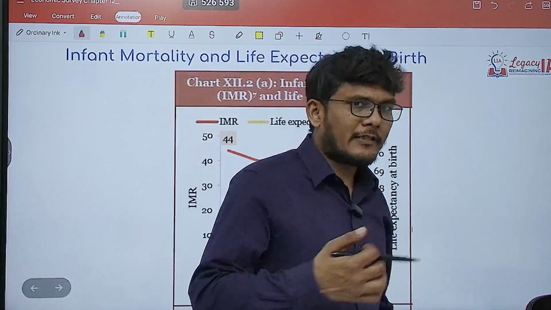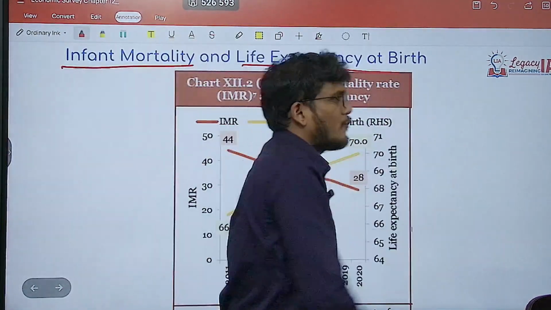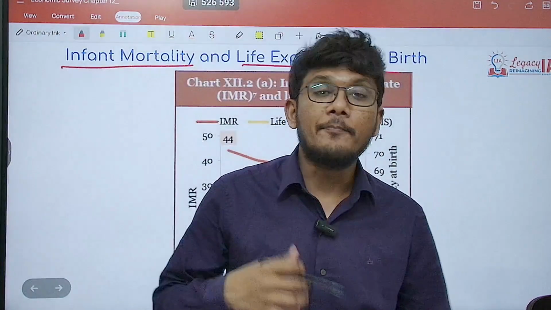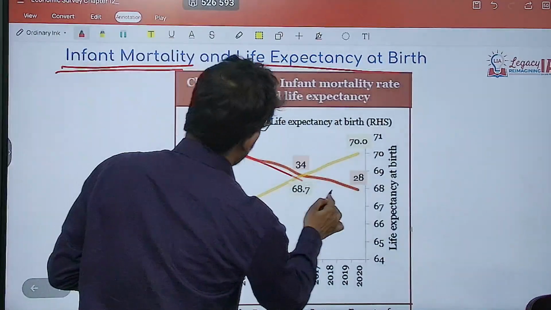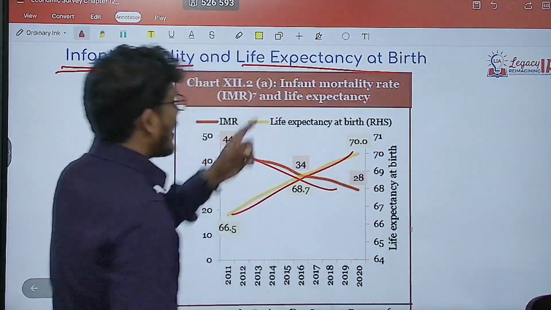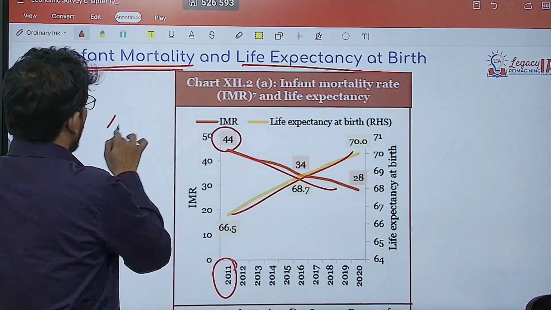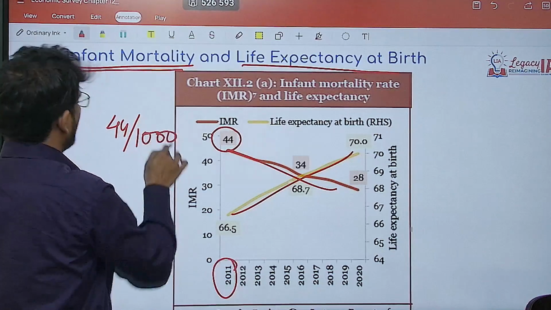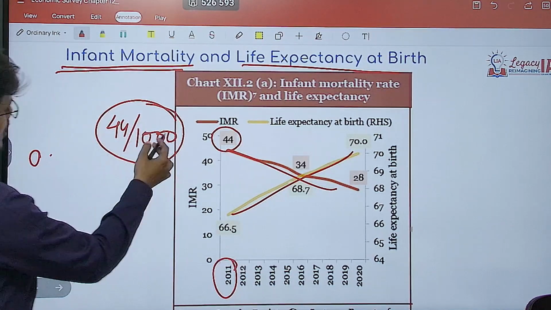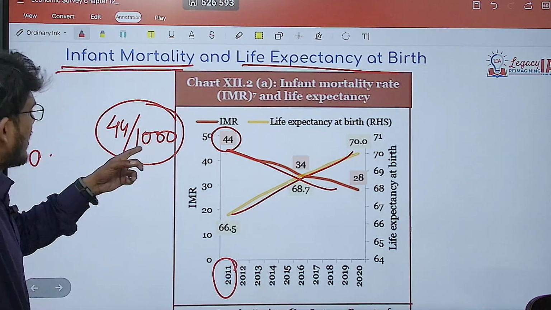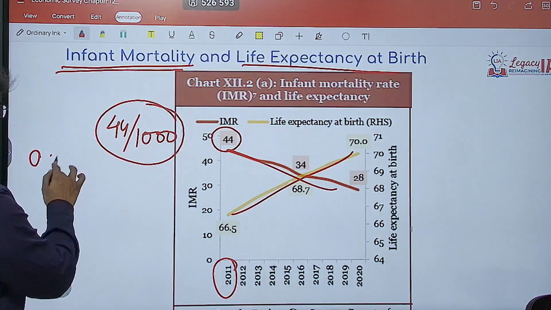Now, what further is happening in India is infant mortality and life expectancy. If you look at it, they both are improving, in the sense that infant mortality is going down, whereas life expectancy at birth is going up. So in 2011, infant mortality was 44 per thousand, right? That means, if you look at it, 4.4 per 100, and 0.44 per 10 or 0.044.